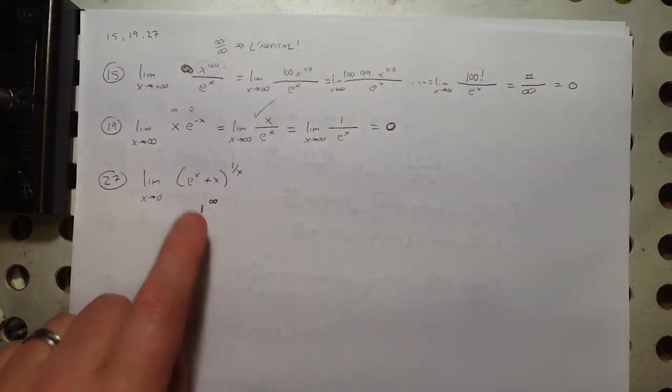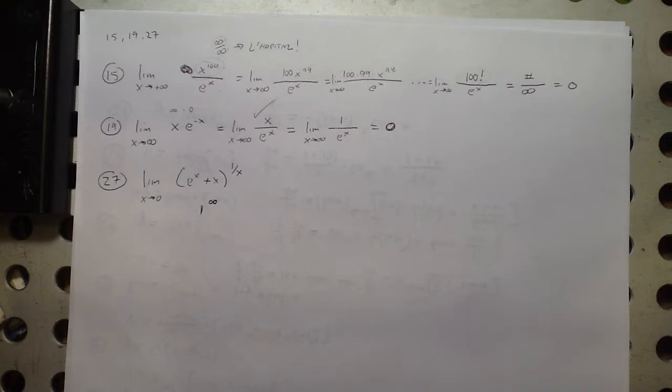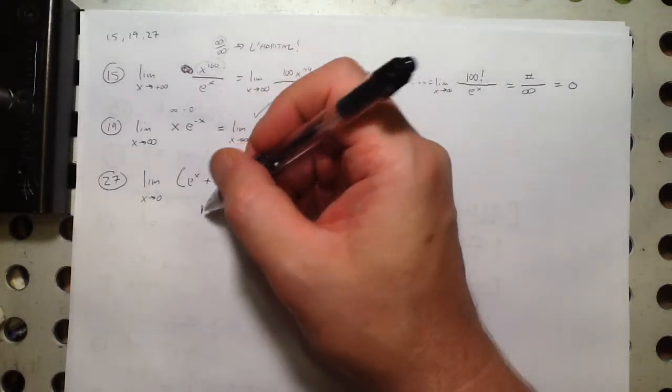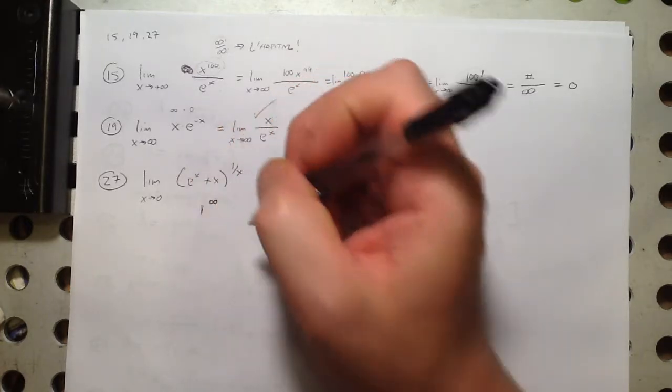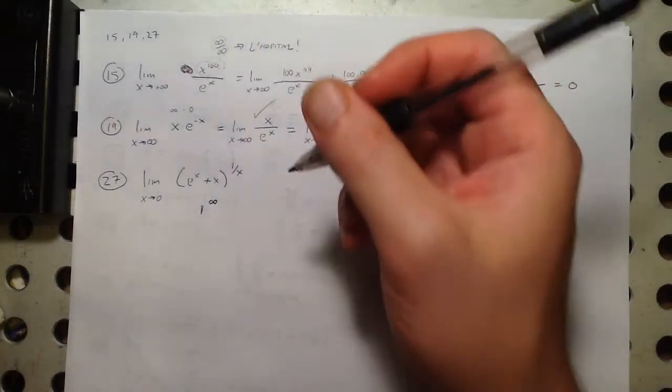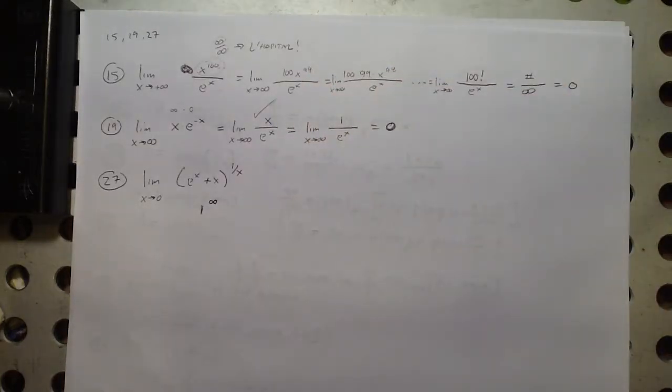So this is an indeterminate form. If you're thinking, well, 1 to any power is just equal to 1, but something that's approaching 1 and the power is approaching infinity, this is indeterminate, just like 0 over 0 is. So what do we do here?